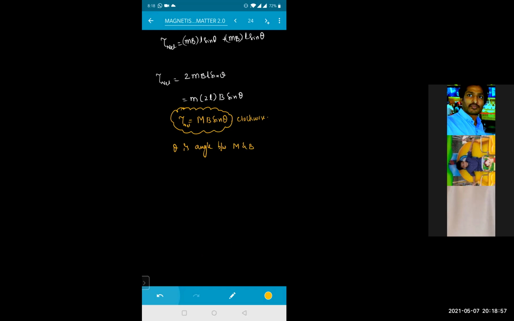Force into perpendicular distance is equal to tau, which equals MB sin theta. This is a basic standard formula you need to remember for the competitive examination. So the torque acting on this is tau equals MB sin theta. Clear?